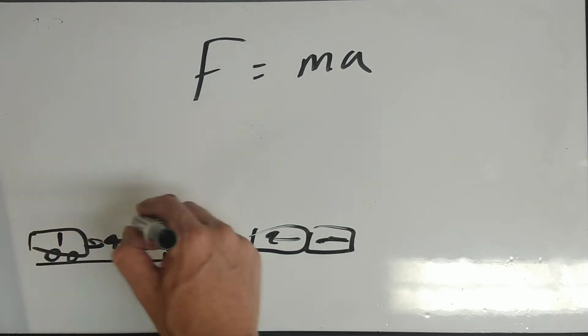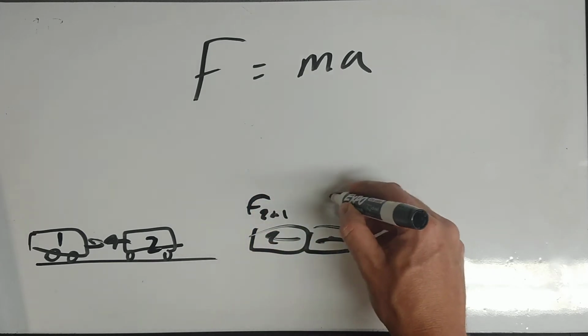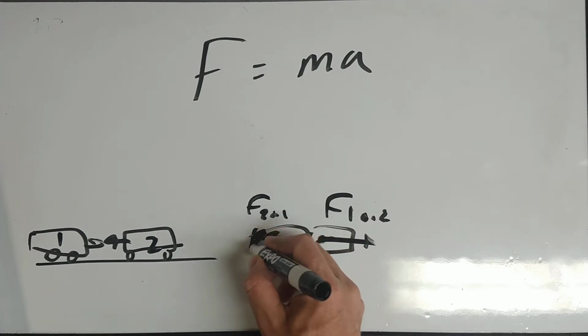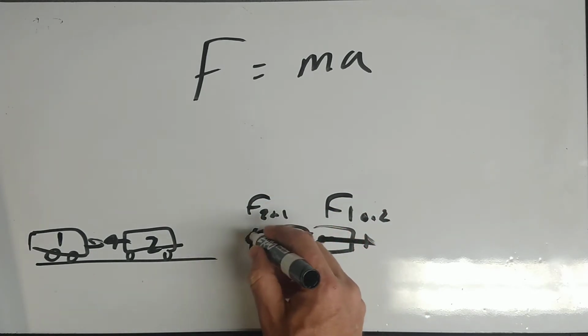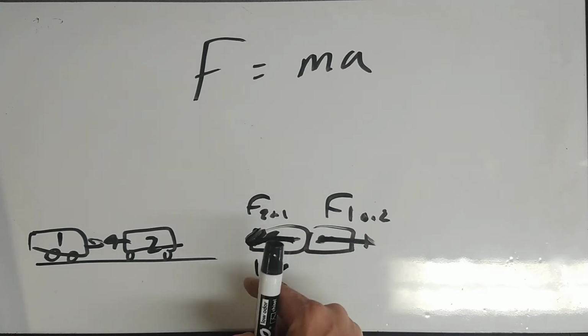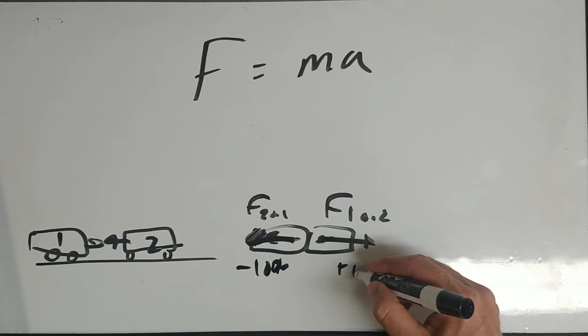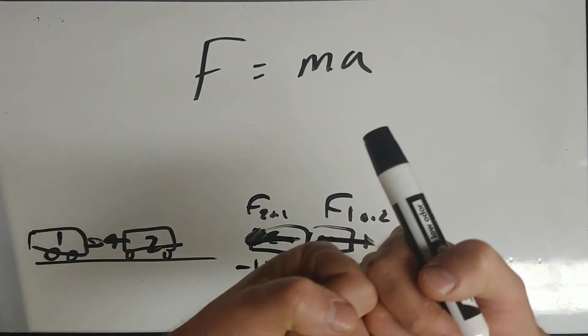We'll call that cart 1, cart 2. So F of 2 on 1, force of 1 on 2 pushes that way. They're the same magnitude, right? But actually this one's negative. So if it's a 100 Newton force on this one, it's negative 100 Newtons. If it's a 100 Newton force on this one, it's positive 100 Newtons, all right? So it's a contact force.